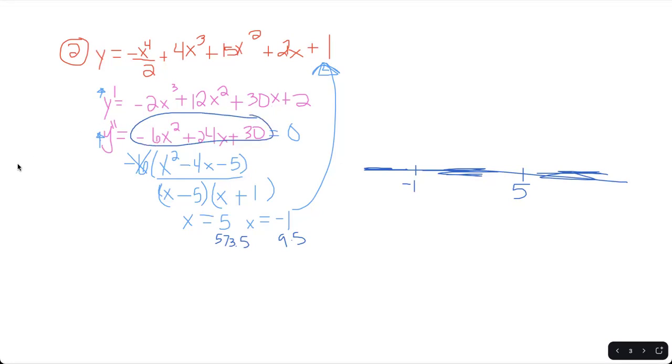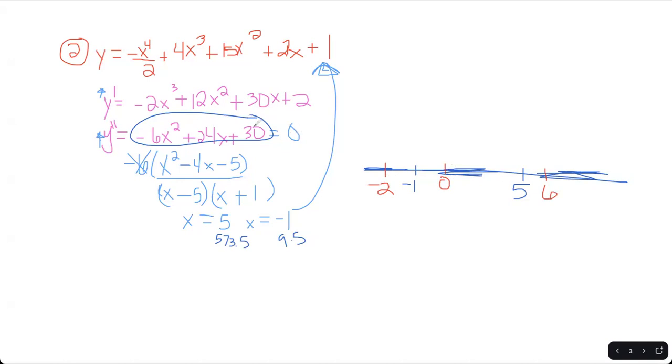Okay, so let's pick, again, I like to pick easy numbers. Let's go with 0 because that's an easy number to pick. I'm going to go with -2 because that's the next highest one. And then I'll go with 6 over here. All right, so I'm going to start with 0 because that's the easiest one to plug in.